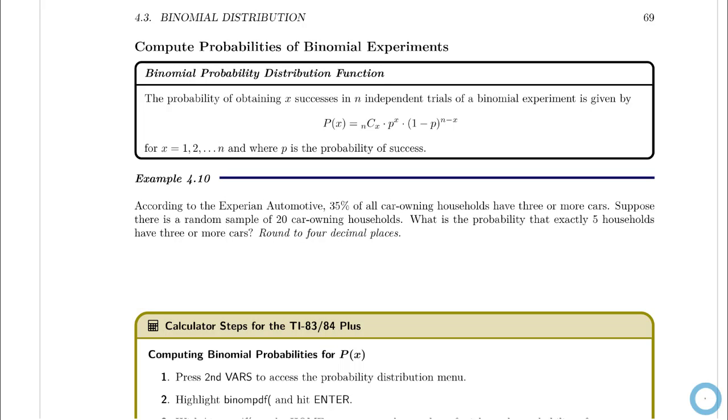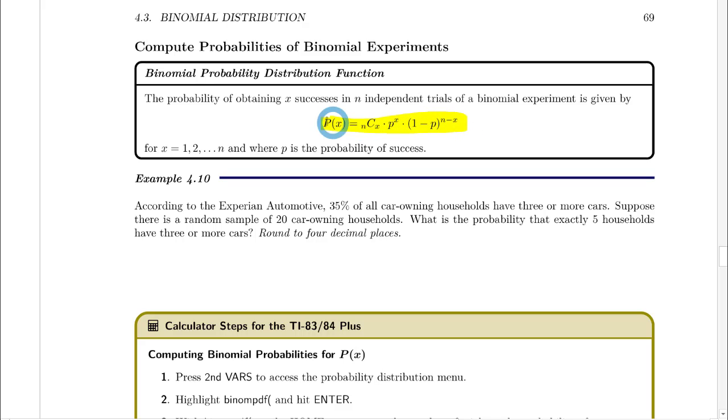Okay, so continuing with 4.3, we can now just start discussing applications to binomial experiments. So how do we compute the probability? After we meet those four criteria, we say, okay, we have it, so what do I do now? There is a definitive function or formula for a binomial experiment, and it's here in this little box.